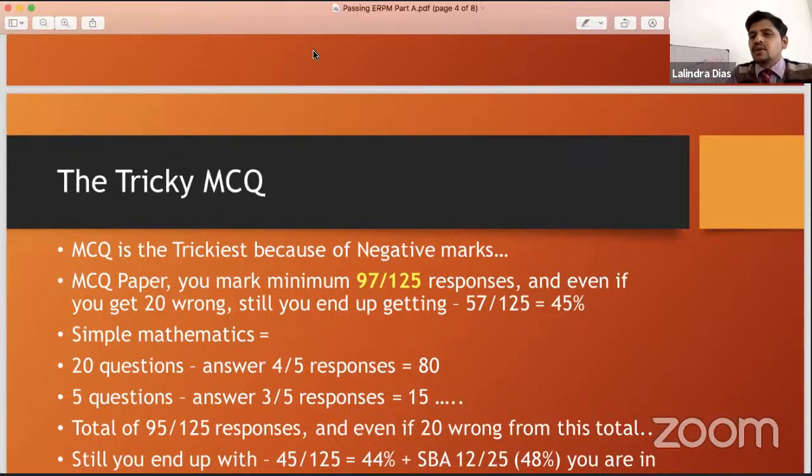So very important. It's very tricky. It's a mind game, guys. MCQ is difficult. It's a mind game. So you should not be too greedy, because trust me, among 125, if any student is answering more than 115, very likely that student is going to fail the exam.